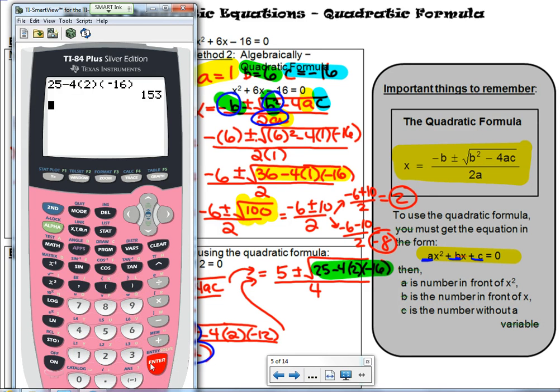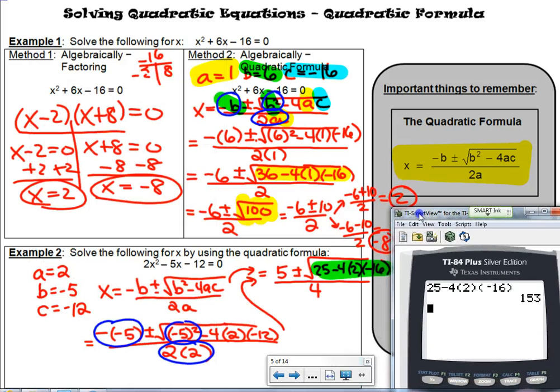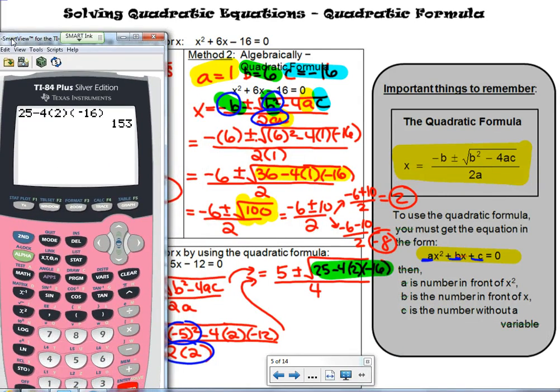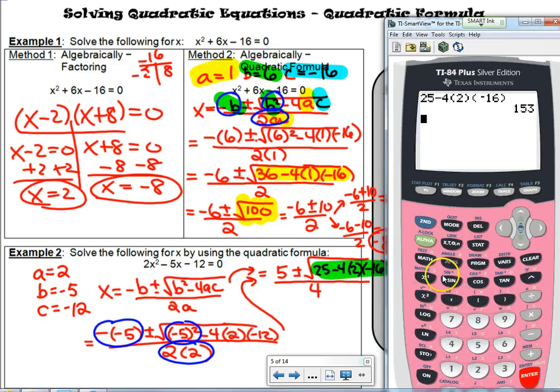All right, so I get a 153. Oh, I'm guessing this does not factor then. Oh, I'm sorry. I wrote my number wrong. It was supposed to be a 12 right here. I apologize. Let me go back.